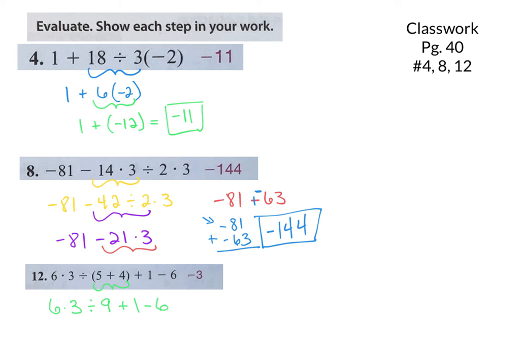I don't have any exponents, so I'm going to do multiplication division from left to right. 6 times 3 is 18 divided by 9 plus 1 minus 6. Then I am going to do my 18 divided by 9. 18 divided by 9 is 2. So I have 2 plus 1 minus 6. So 2 plus 1 is 3. 3 minus 6 is negative 3.